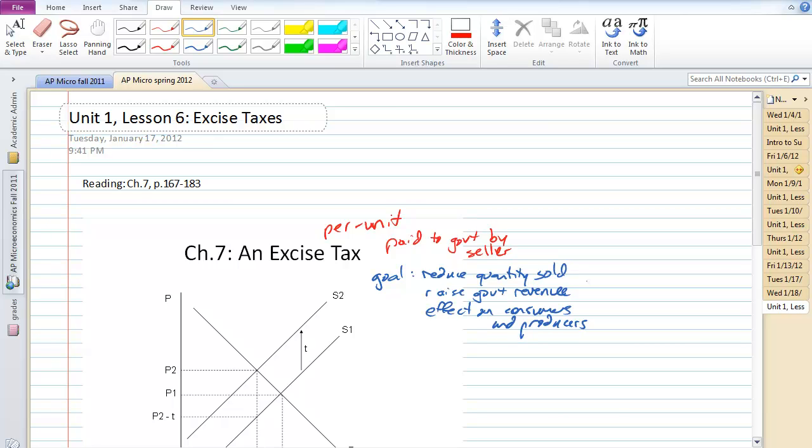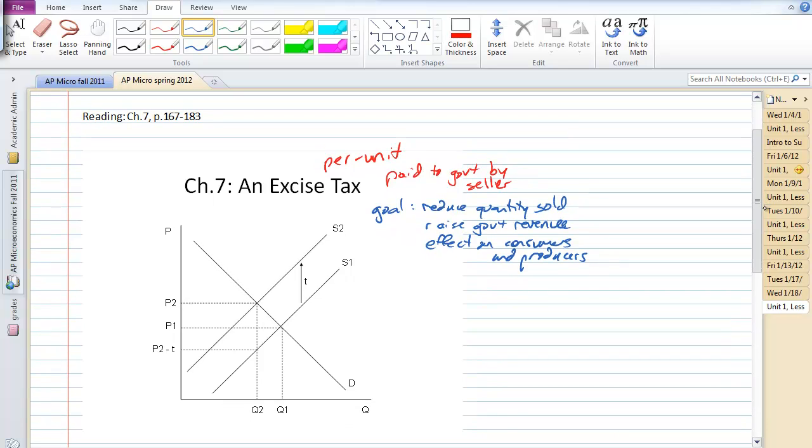What ends up happening is that an excise tax has some effect on both consumers and producers. It does raise government revenue and reduce the quantity sold. The effectiveness of meeting all these goals depends a lot on the relative elasticities of demand and supply. So that's a little preview of where we're going with this. Now let's jump into the analysis using the graph.